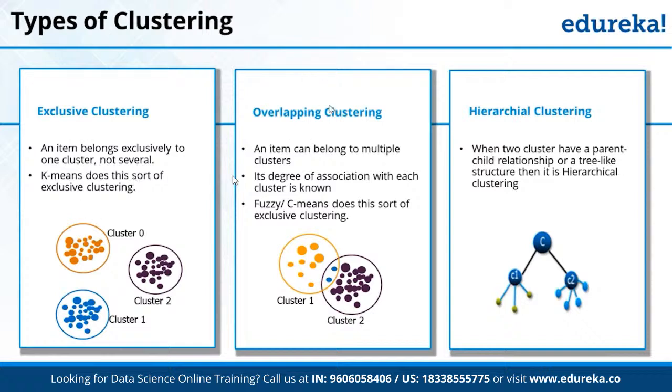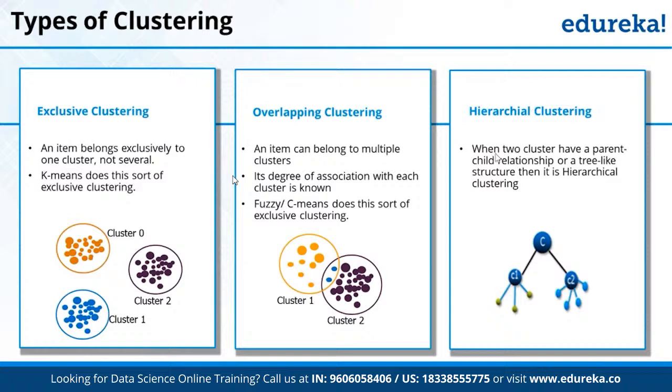Then we have overlapping clustering as well, which is like C-means and fuzzy clustering. There are chances that there will be overlap of my customers or anything in two clusters. You see these blue dots. These are customers which are in both the clusters. So an item can belong to multiple clusters. Its degree of association with each cluster is known. Fuzzy C-means does this sort of overlapping clustering.